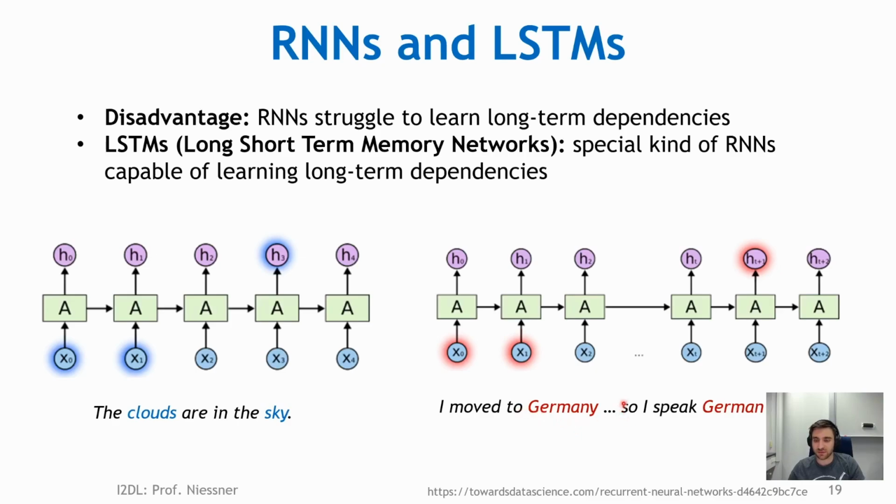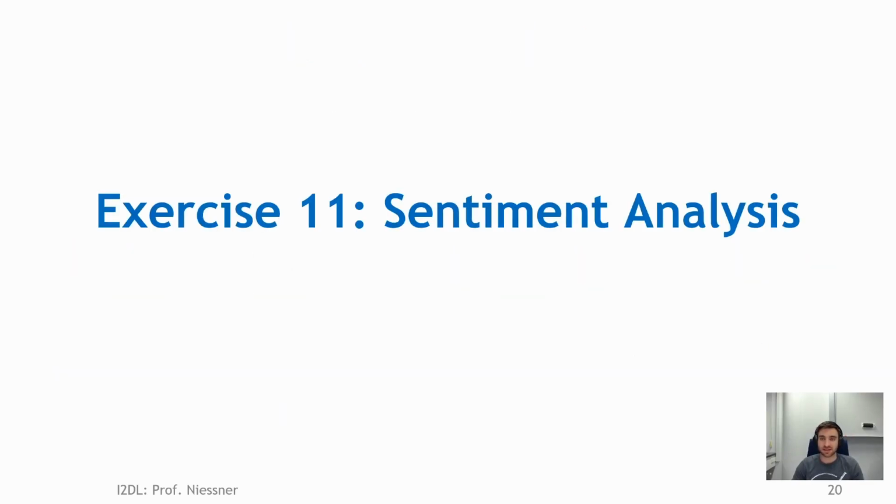But because they are so far away in the input sequence, RNNs usually struggle to capture this relationship because they are so far apart. And LSTMs, with some changes in the architecture, are usually able to handle this kind of relationship, even if they are far apart. All right, let's continue with the exercise itself.